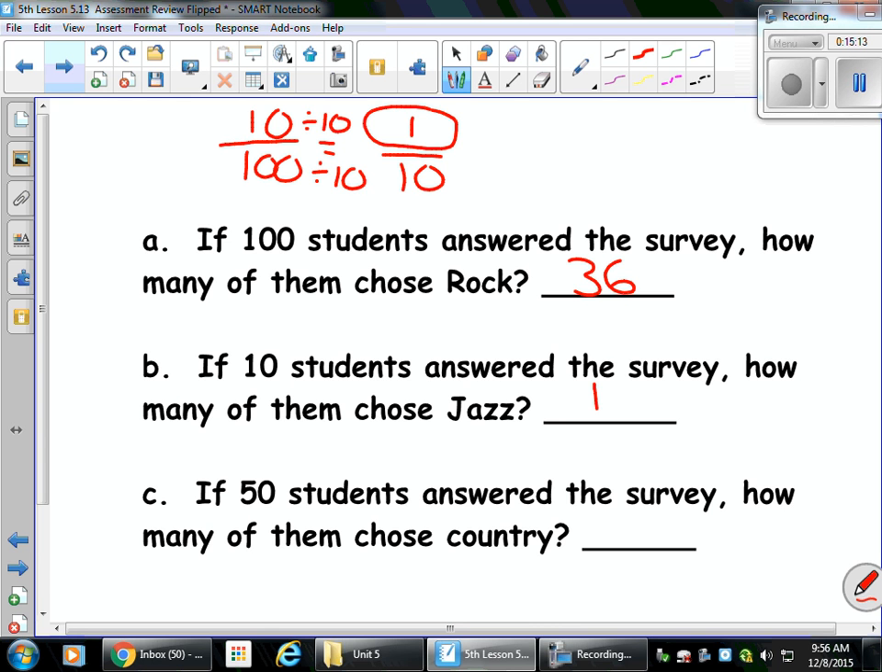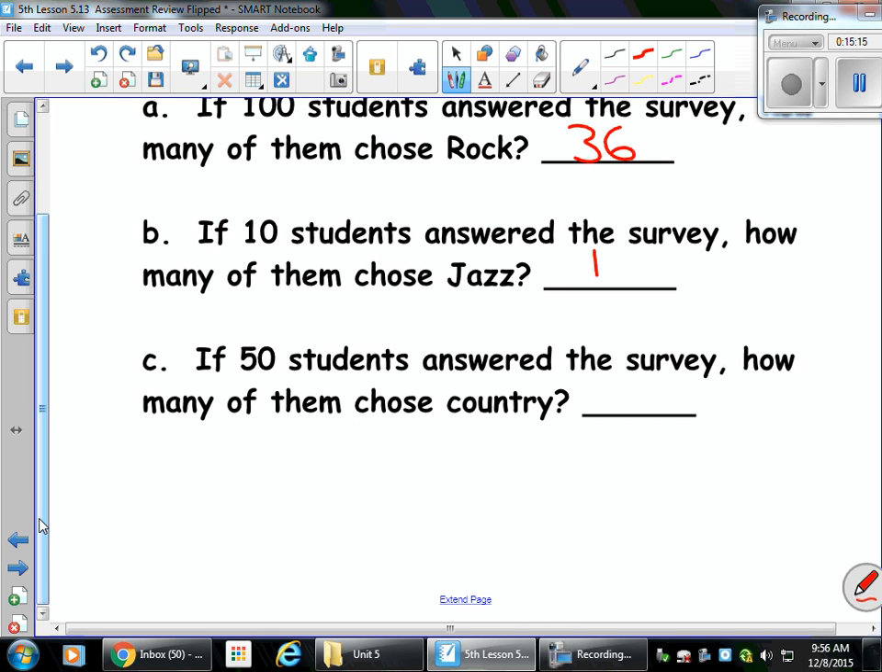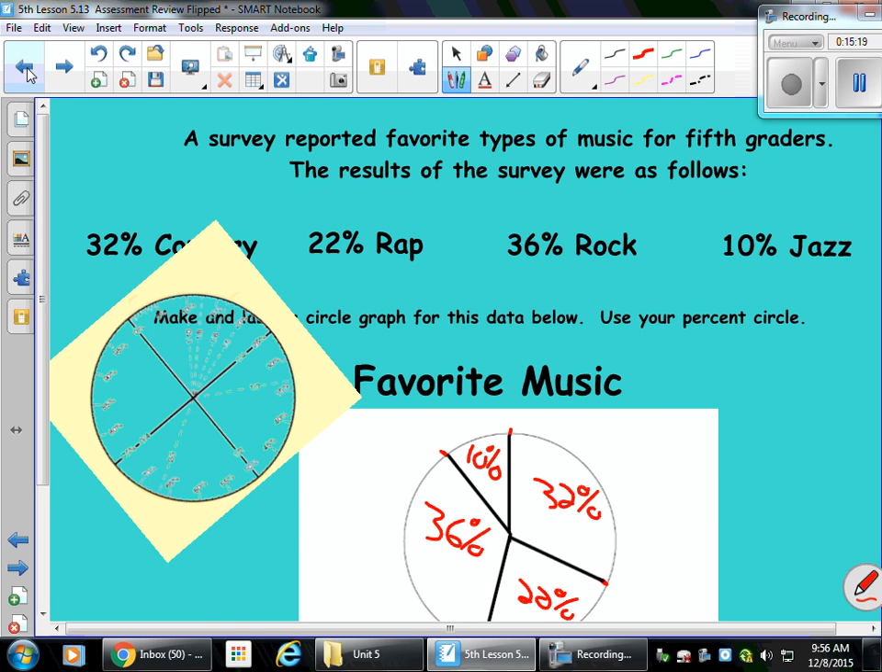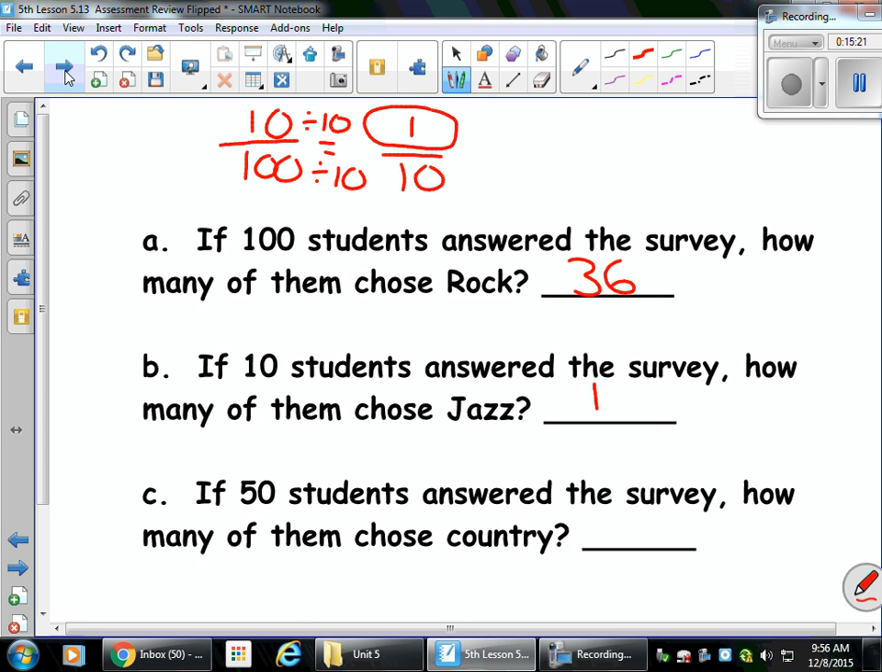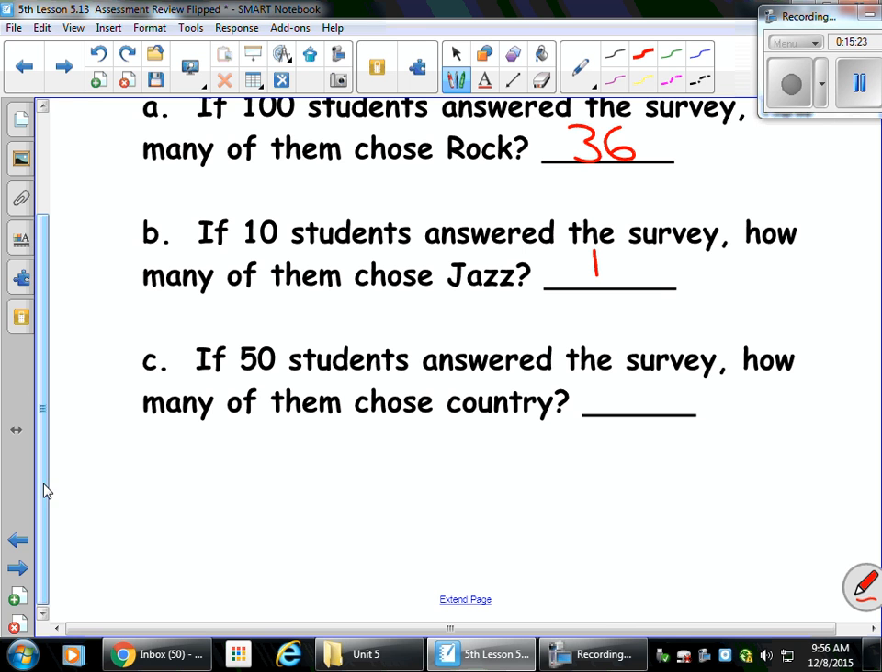If 50 students answered the survey, how many of them chose country? Country, my percentage is 32%. So I've got 50 students, right, kids? 32%, we have to write that as a fraction, equals, 100 goes into 50, divided by 2. 32 divided by 2 gives me 16. So that means 16 of them chose country.